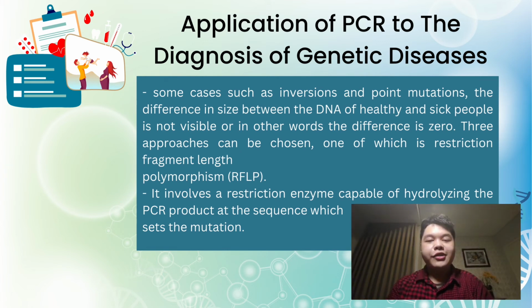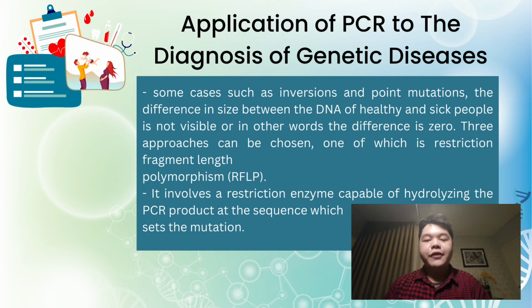So in some cases, such as inversion and point mutation, the difference in size between the DNA of healthy and sick people is not visible, or in other words, the difference is zero. Three approaches can be chosen, one of which is restriction fragment length polymorphism, or RFLP.